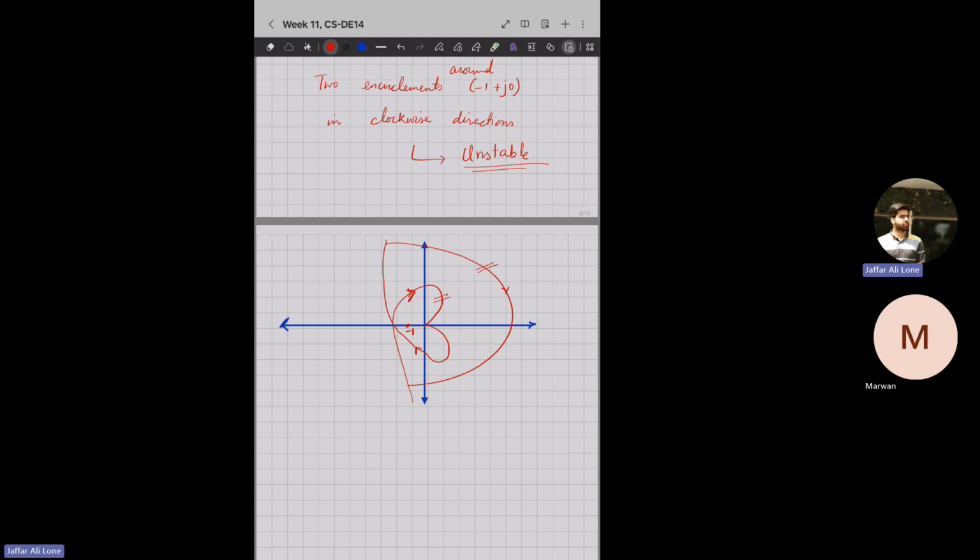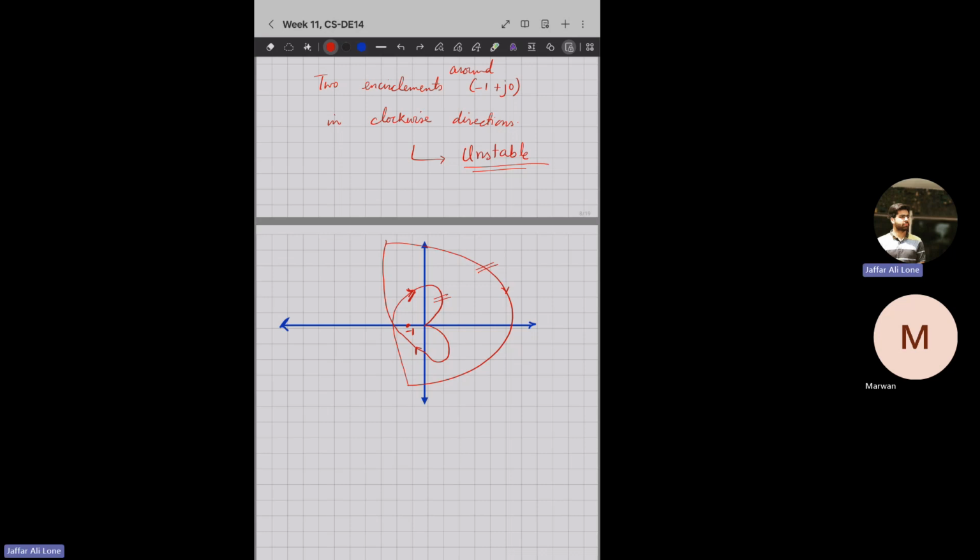There are two encirclements. I think this is not covered in your syllabus. This is a bit advanced, because the stability varies, and you need to find this point, and it will involve a lot of calculation, right? So I drew an approximate shape of it. Okay. So let's move forward and do one more question.